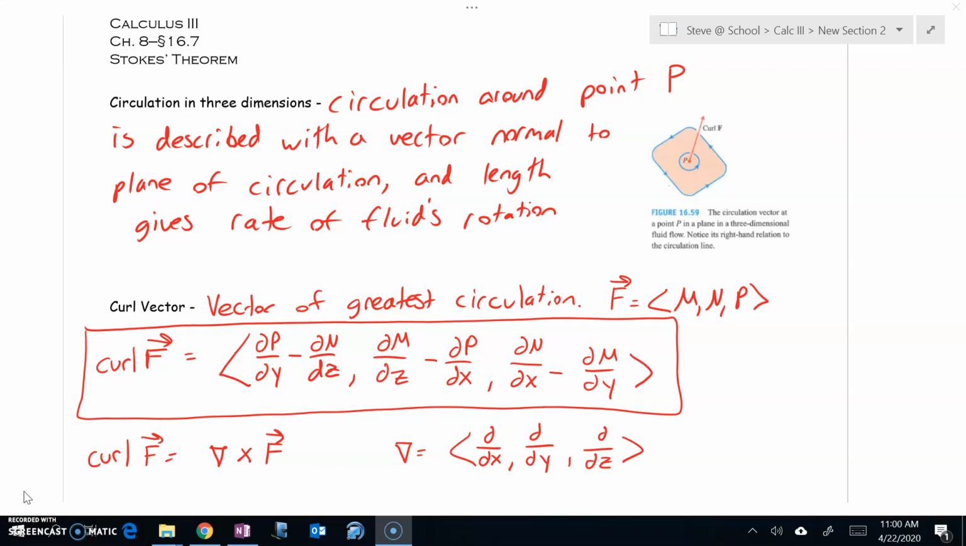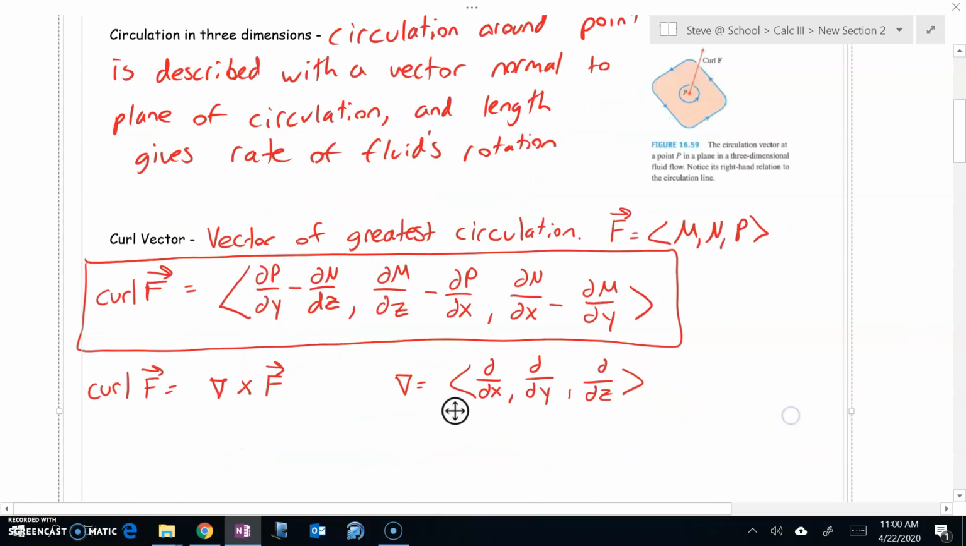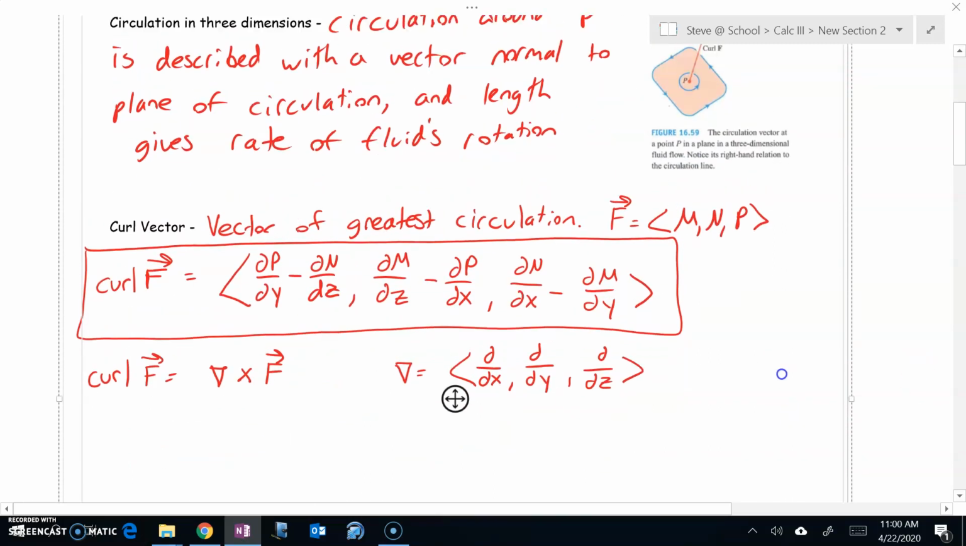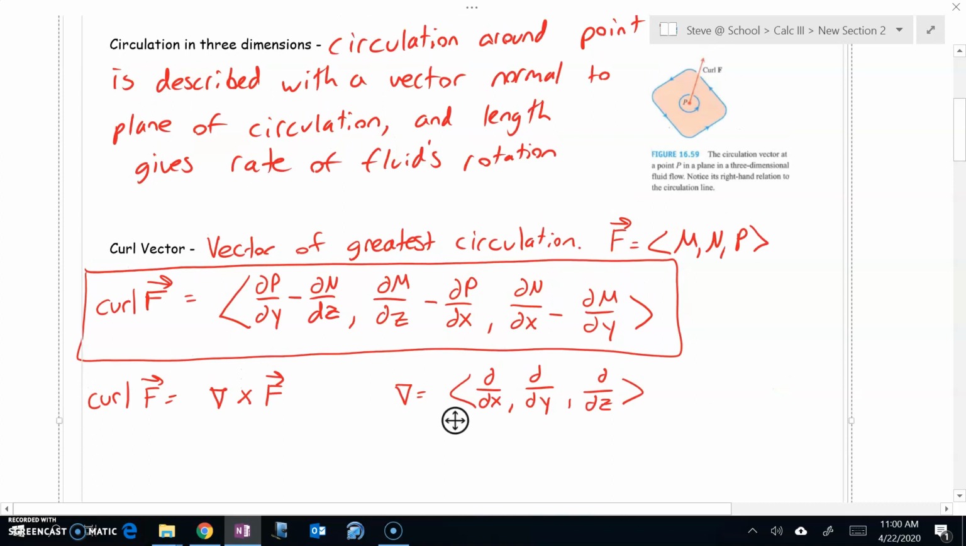So the curl vector, again, is the vector of greatest circulation, and to find the curl, I'm going to give you just the formula here. By the way, you can pause the video at any time to write down what you need to write down. But notice how the curl is given by this vector, and to get it, it's actually the cross product of del with the field. It's like crossing the gradient with the field.